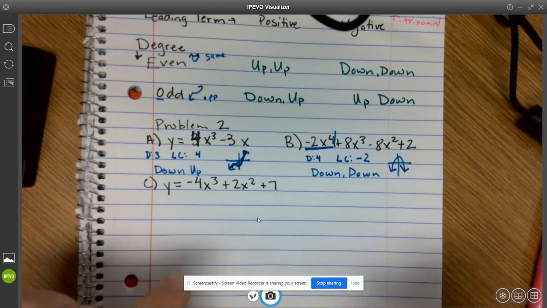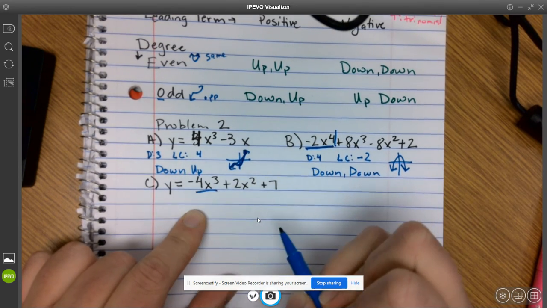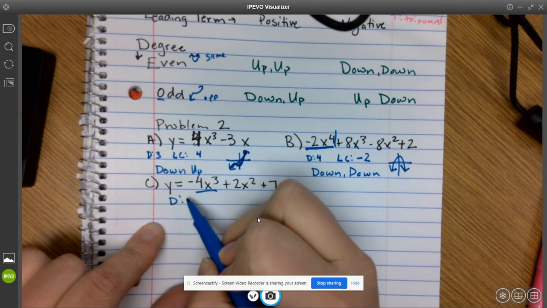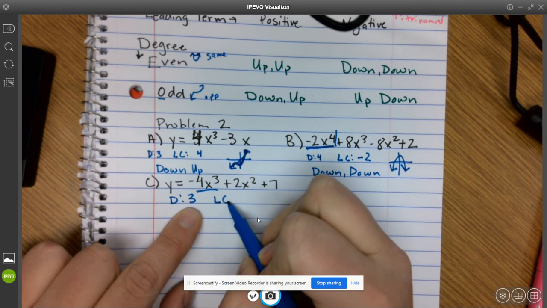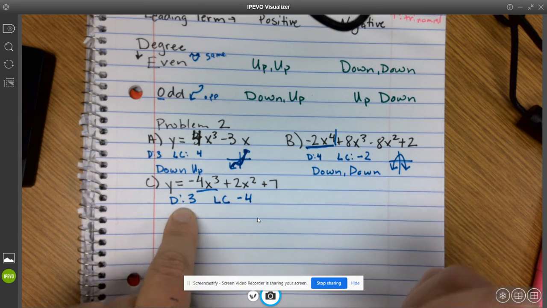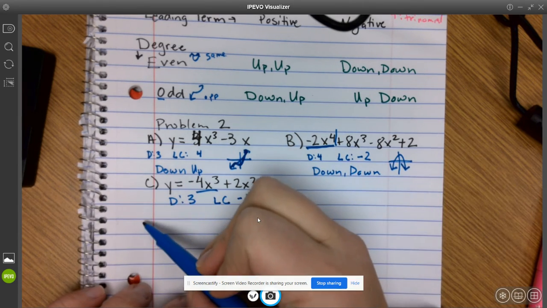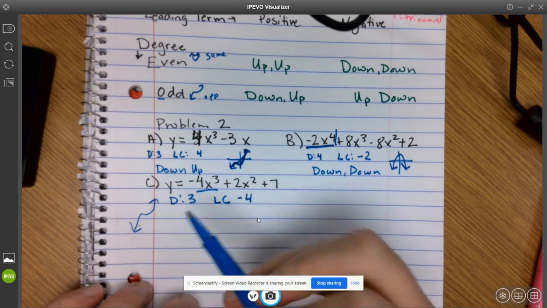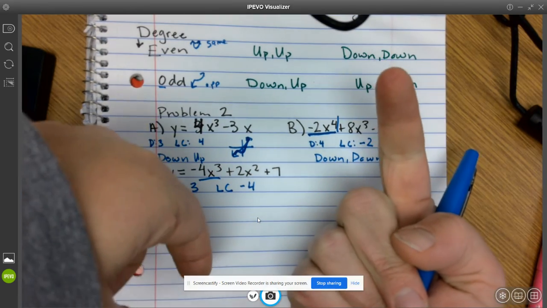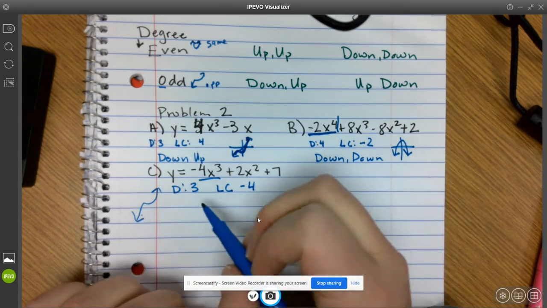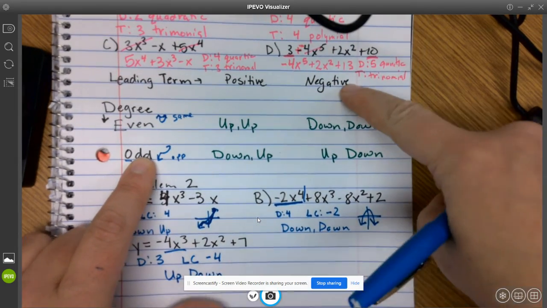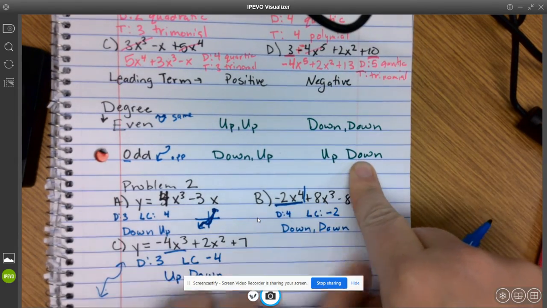But my degree here, here's my leading coefficient. Leading coefficient means your highest degree term. So my degree here is 3. My leading coefficient is negative 4. If my degree here is odd, usually it's going to go like this. But because this is negative, it flips both arrows. So typically it's like this, but it flips both arrows. So now it's going to be up, down. And if you look at your chart, odd, negative, it flips those arrows to up, down.